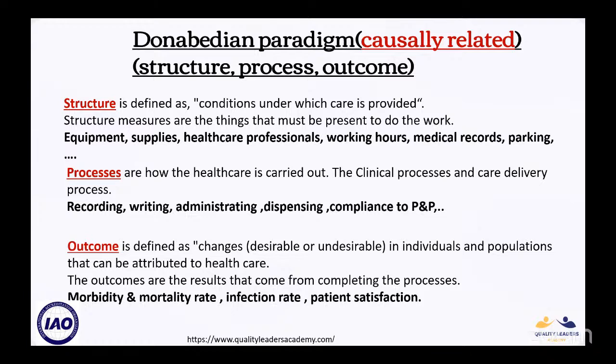Even with good structure and good process, outcomes might occasionally be poor because of factors beyond healthcare control, right? Because of patient characteristics, disease severity, random chance. This may happen. But on average, over many patients, good structure and good process lead to good outcome. Okay, I hope you got it.